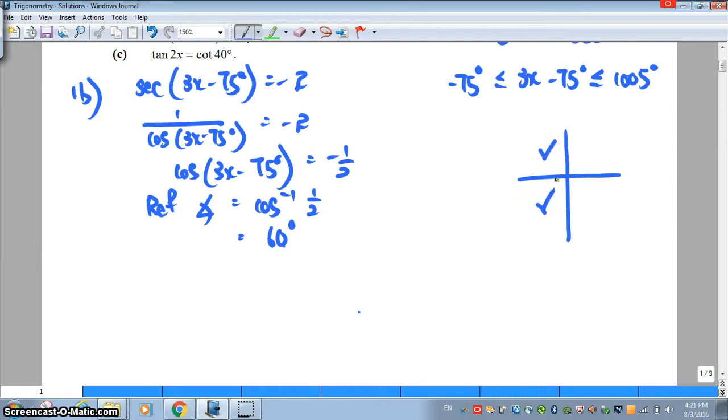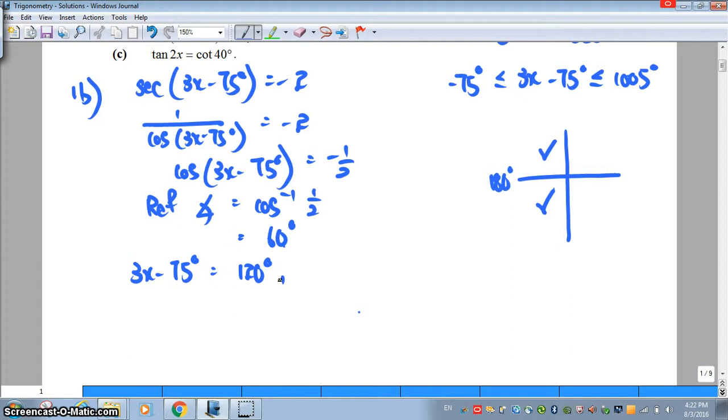If it falls inside the second quadrant, the answer would be 180 minus your reference angle. In the third quadrant it will be 180 plus your reference angle, and we are going to do that. Remember, it's 3x minus 75, meaning we have to do it for 3 cycles. Let's do the first cycle first. What is the first cycle? The first cycle will be in the second quadrant, 180 minus 60. This will give us 120.